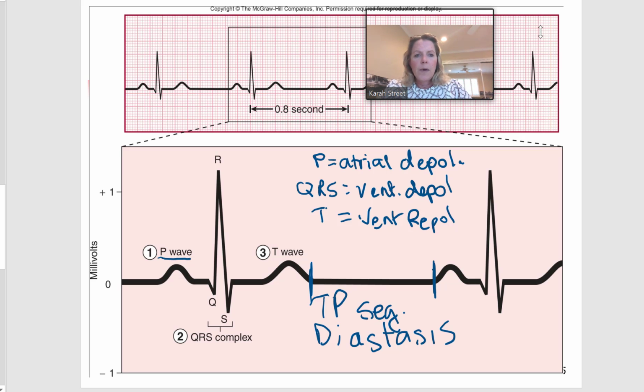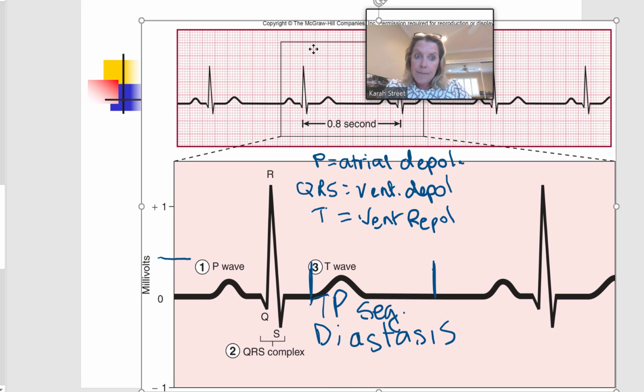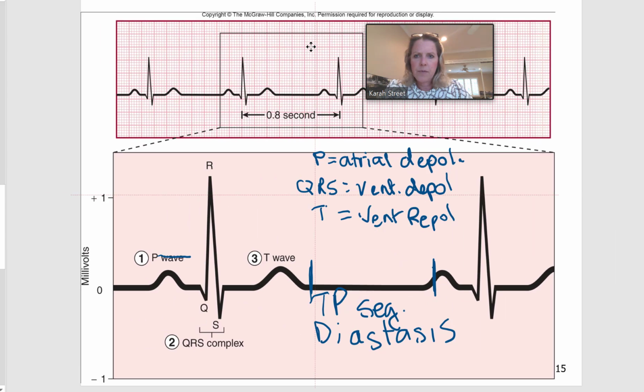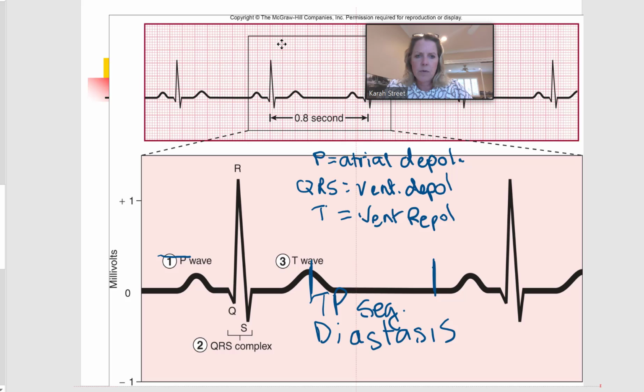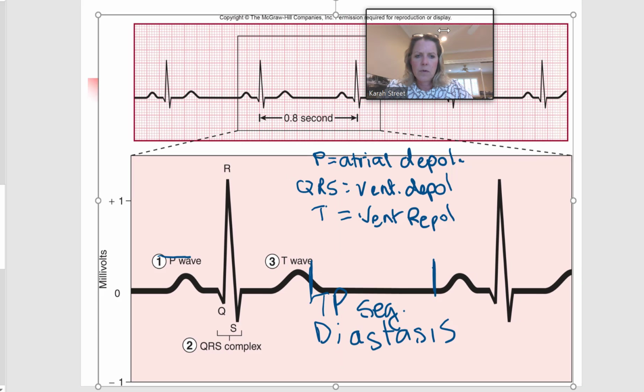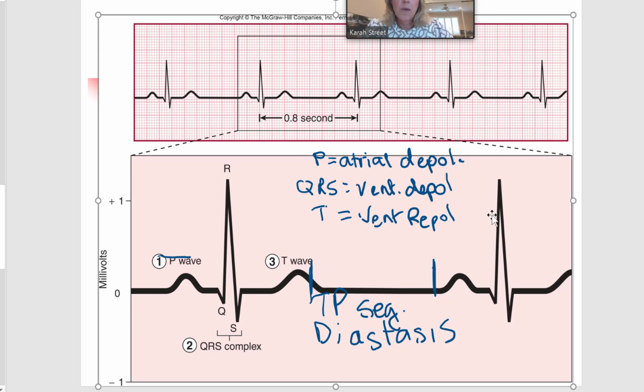Okay, well, before I do it again, oops, I'm moving my picture and I don't want to move that picture. I want to move me. There we go.